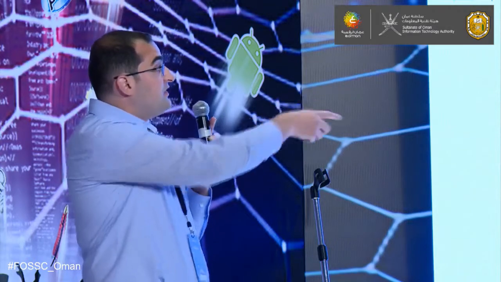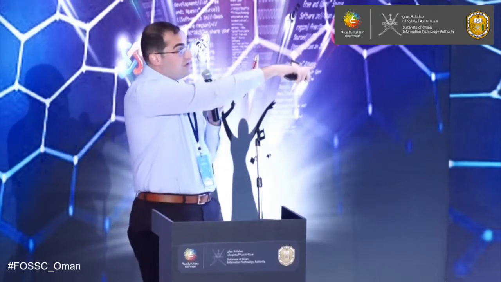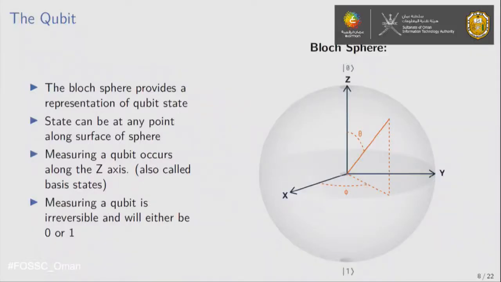And you can see here in the Bloch sphere, it's just a sphere with a length of one, and the current quantum state is represented by that orange vector in this picture. You can represent the state of a qubit as any point on the surface of the sphere. And you perform operations on the qubit, and you're basically just moving that point along the surface of the sphere.